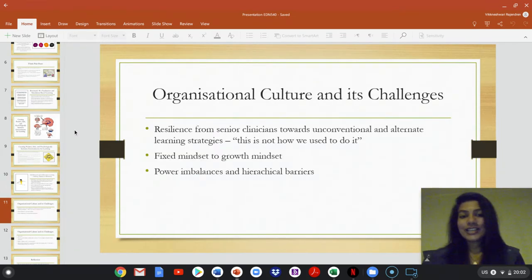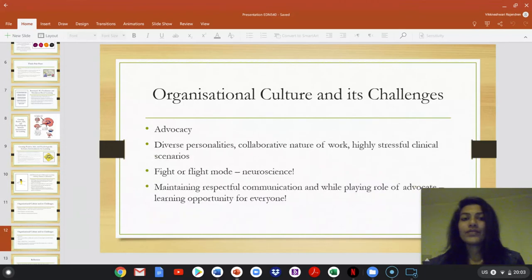And lastly, we've got challenges in our organisation, like everyone does. So we do have a fair bit of challenge from senior clinicians who go, well, this is not how we've done it before, when they're faced with something new, something they haven't used before, a learning strategy, for example. You've got to try and get them to go from the fixed mindset to the growth mindset, which is not always easy. You've always got power imbalances and hierarchies in midwifery. You've got diverse personalities that you work with, and you've always got to work with these strong, diverse personalities because it's a very collaborative workplace environment. So these are all challenges because they do send your brain into fight or flight mode most of the time, because you either fight the situation or you run away from it. It's human nature.